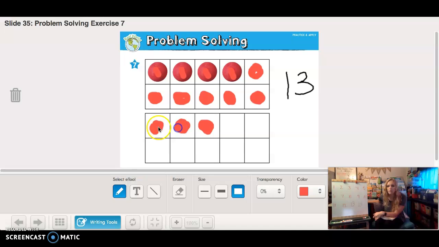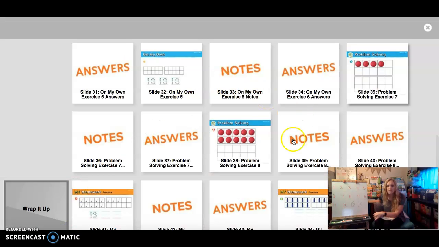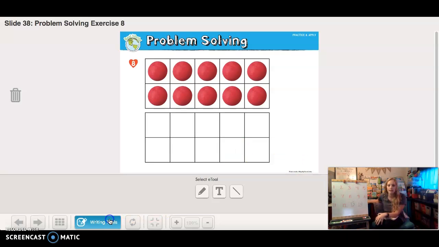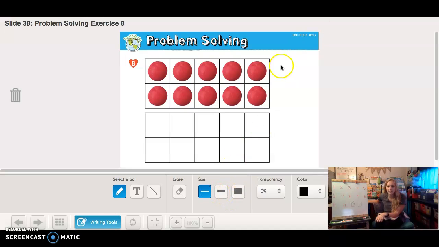Remember, when we're drawing on a 10 frame, we can't draw our dots anywhere. We have to go row by row. Once we fill a row, we can go to the next row. Okay, now let's look at the next one. We want to count how many we've got, but then make it 14. And remember, 14 looks like this, a 1 and a 4. So let's count and then keep going.